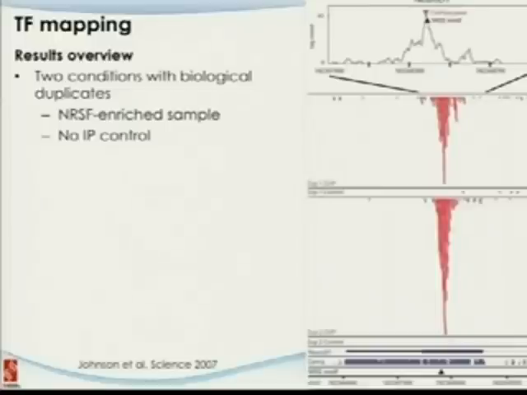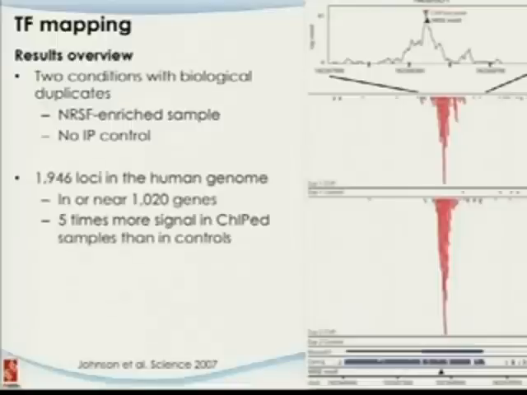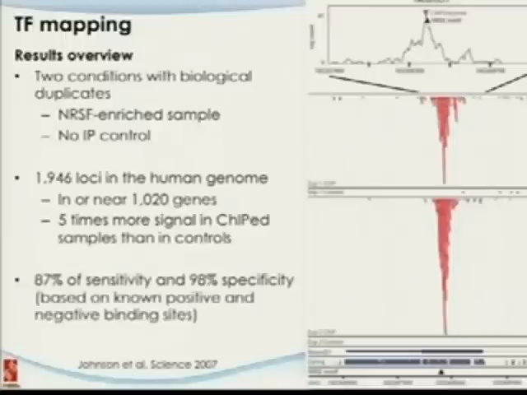So they did two conditions with biological replicates. One is this TF enriched sample. The other one is the no immunoprecipitation control. And they did identify almost 2,000 loci in the human genome with this protein binding, in or near about 1,000 genes. This is to the extent that this protein is functional. It was a very early stage, and there was no real tool developed back in those days. Their definition is that if they observe 5 times more signal in the ChIP sample than in the control, they define that as an enriched region, which still makes sense if we look at it from today.